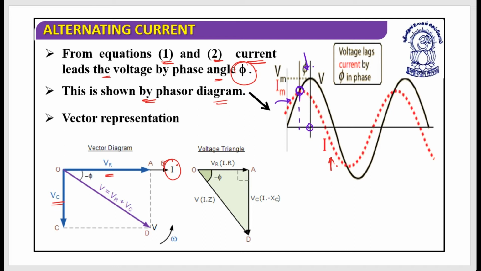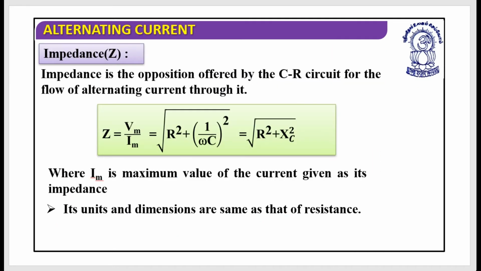Now let's see the voltage triangle. You can see this is VR and this is VC, which is I into XC, and this is V. It is just the addition of these two, V equals VR plus VC. Is it clear? Great.